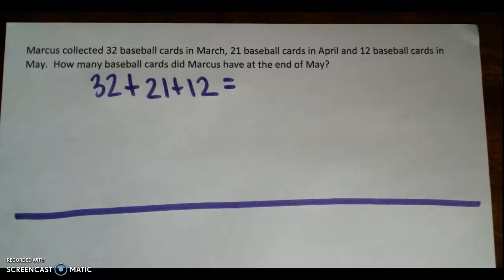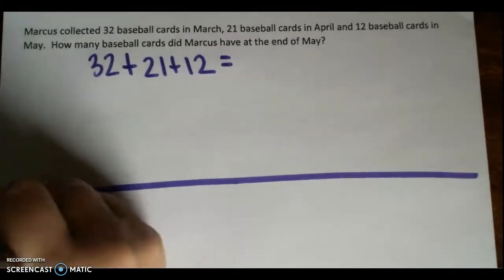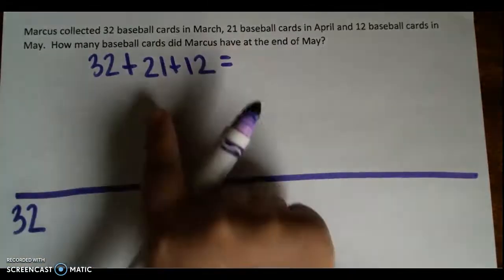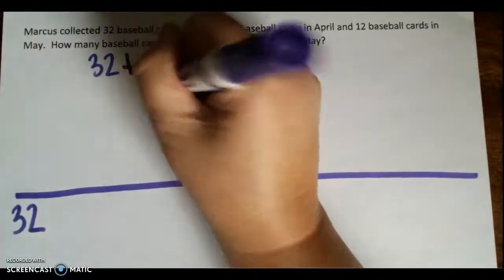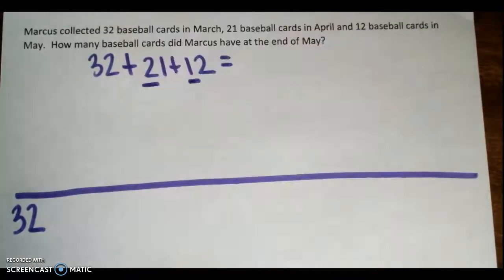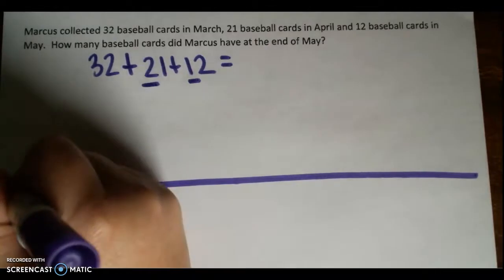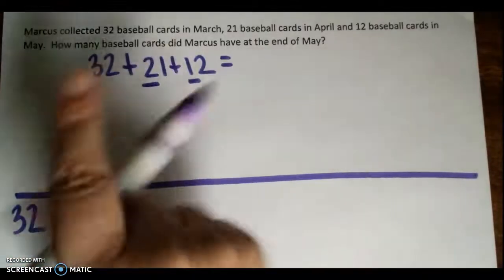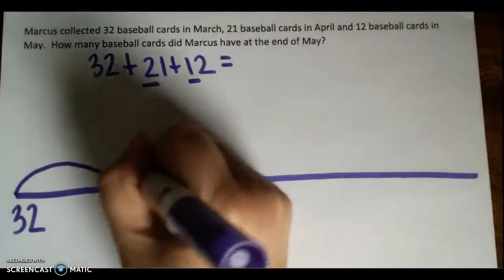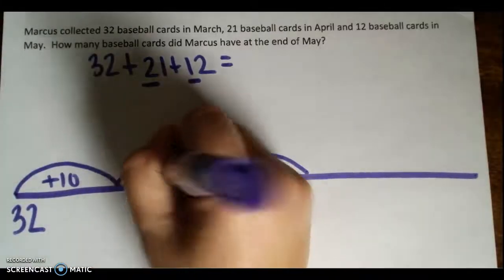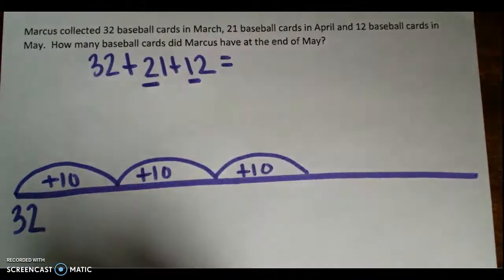Adding on an open number line, I want to start on the left side. I also want to start with the largest number, which is 32. So I will begin with 32. Now thinking back to our tens, I know that the number 21 has two tens, and the number 12 has one 10. So when I am adding, I'm going to add by tens. So I have three tens. Each time I am hopping, I am adding a 10.